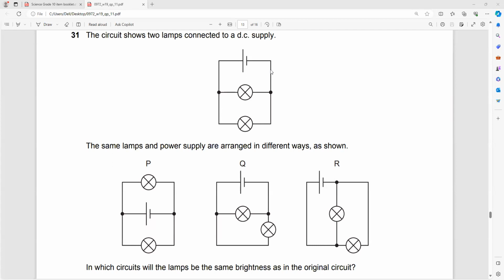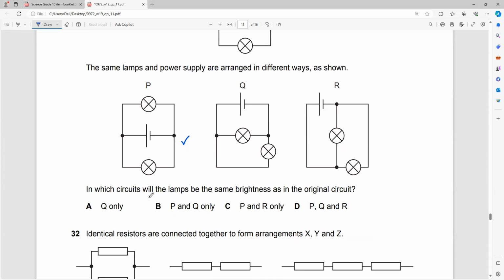Now if you observe here, of course this is a parallel, and this is also a parallel. But let us see, they are arranged in different ways. Everything is different. Now in which circuits will the lamps be the same brightness as in the original circuit? That is what they are asking.